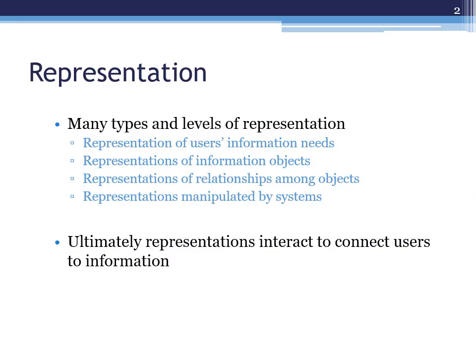So, representation. There are many types and levels of representation, right? There are representations of users' information need. We discussed what information needs are, right? They can search or they can evaluate something. And then there are representations of information objects, from the object and the relationships among objects. We'll discuss that later. And also the representations manipulated by the system. It depends on which system we use; it's different for each system, right? So these representations actually interact to connect the users to the information, right?